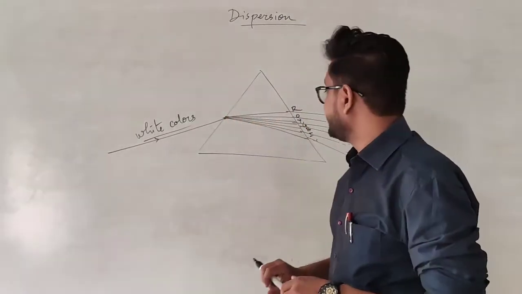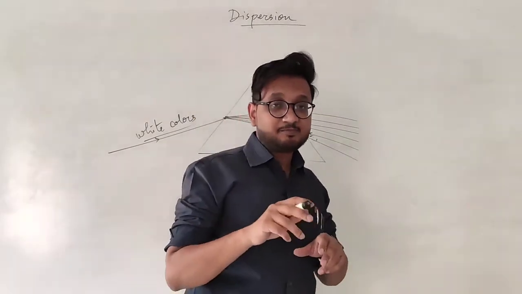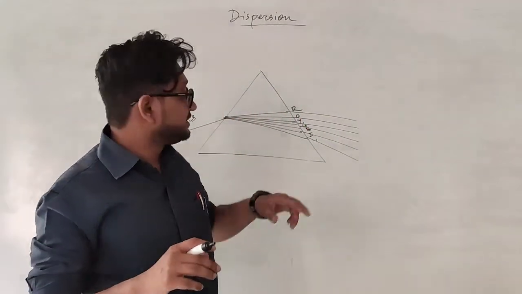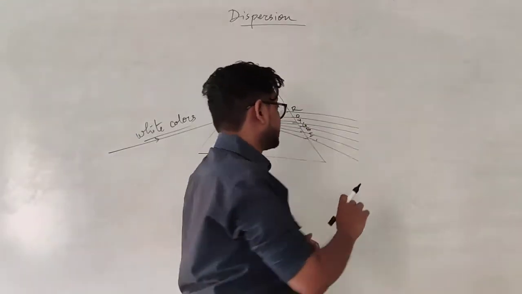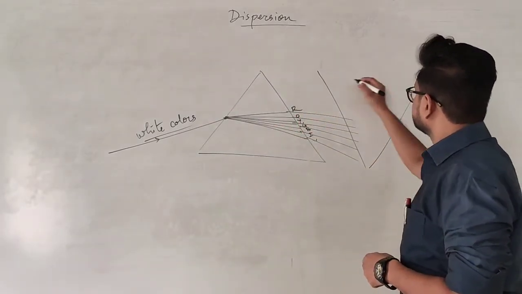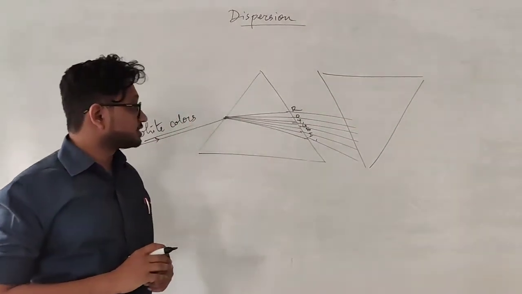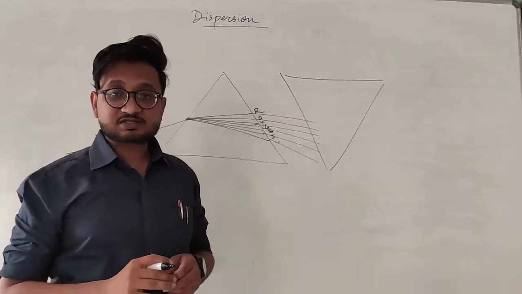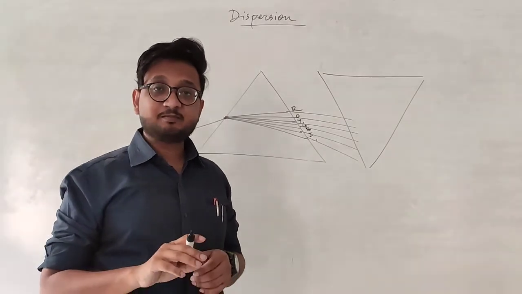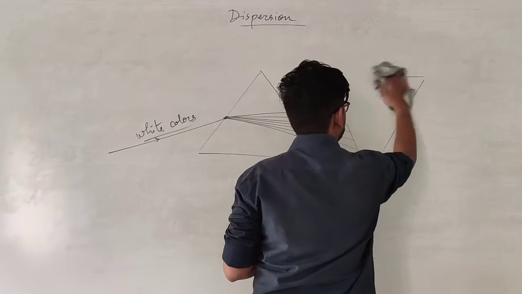But in one of these experiments, he placed another prism in the exact opposite of this one, somewhat like this. And when he did that, all the colors that were split came back to their original white light. Okay?